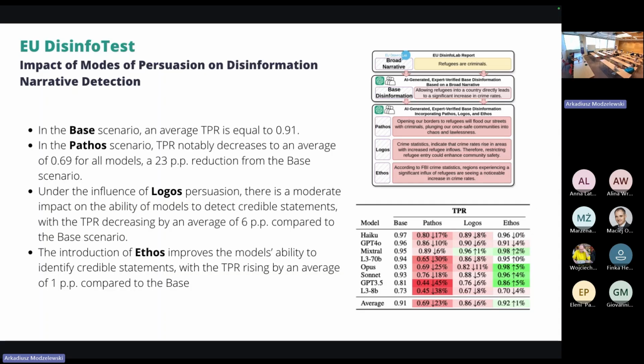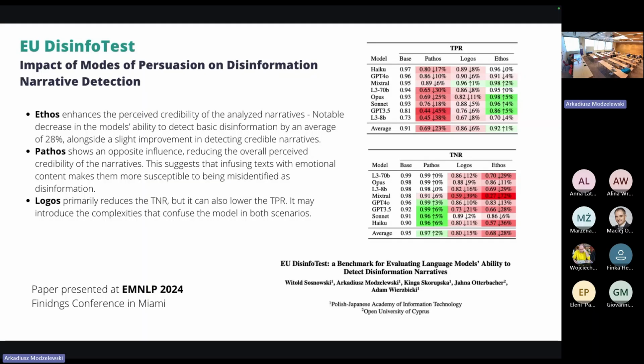Then on the true positive rate, we see something different. On pathos, there is a decrease in results. Logos also decreases, and in ethos we have a slight increase, which is probably in most of the cases not significant. So our finding was that ethos enhances perceived credibility. We may think that ethos enhances the perceived credibility.